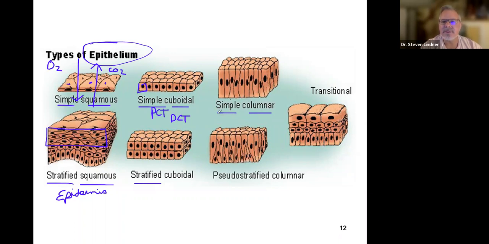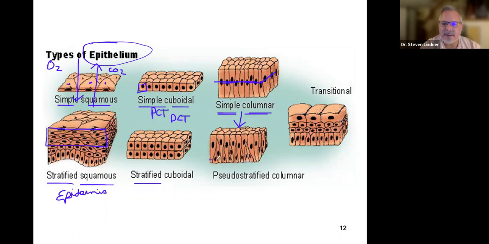Then to the right of that, we see one cell layer thick of tall columns, so it's simple columnar. And then look at the one down below. It's kind of tricky, right? Because it looks like columnar cells, but if you look above, you see how these nuclei are all at one level. So it gives it that appearance that it's one cell layer thick.